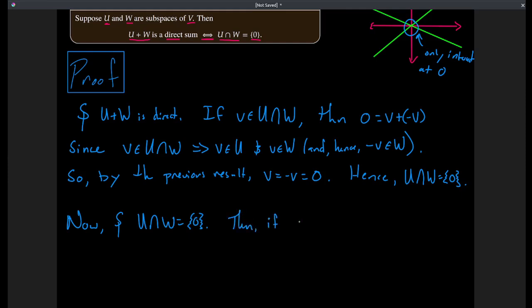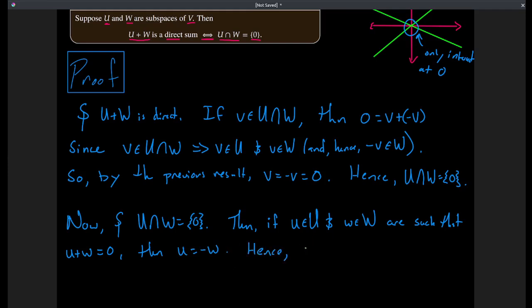Then, if u is an element of big U and w is an element of big W, and they are such that u plus w is equal to 0, then u equals minus w, just by the definition of additive inverses. Hence, u is in W as well.